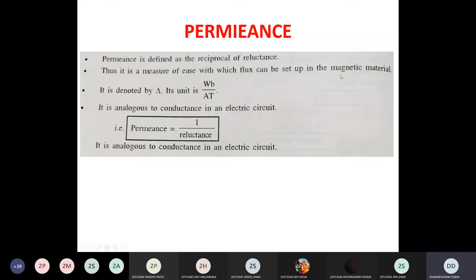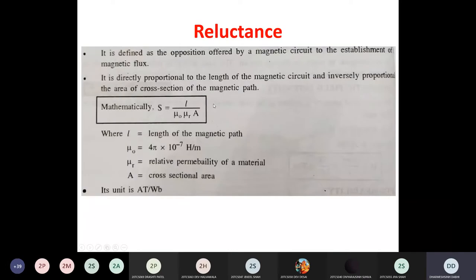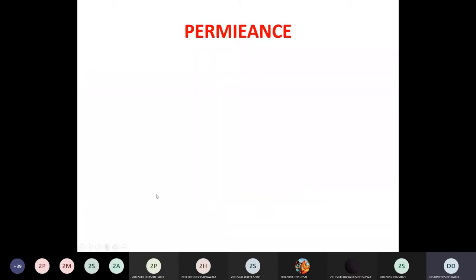That can be measured by this parameter, permeance of the material. This is denoted by delta. Its unit is Weber per MMF, exactly opposite to the unit of reluctance. Exactly inverse, not opposite, but exactly inverse. Unit of reluctance, ampere turns per Weber. Permeance unit is Weber per ampere turns.